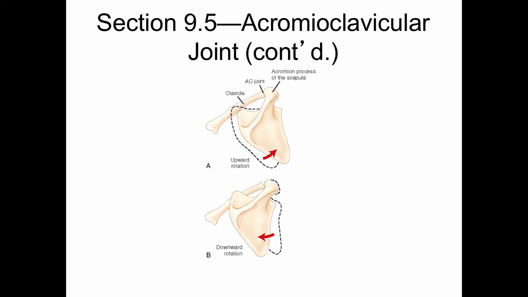The major actions that occur at the AC joint are upward rotation and downward rotation of the scapula at the AC joint. There are also accessory actions that occur. Lateral and medial tilt of the scapula and upward and downward tilt of the scapula also occur at the AC joint. When the scapula moves relative to the clavicle at the AC joint, it also moves relative to the rib cage at the scapulocostal joint.